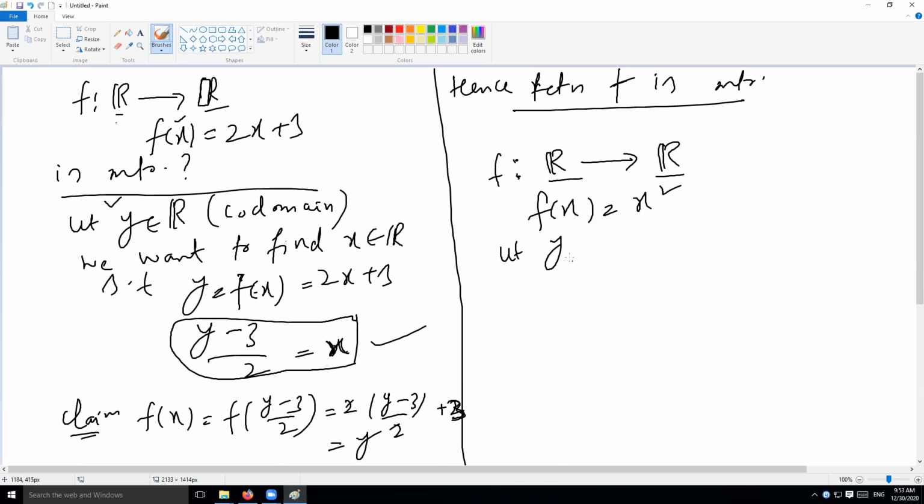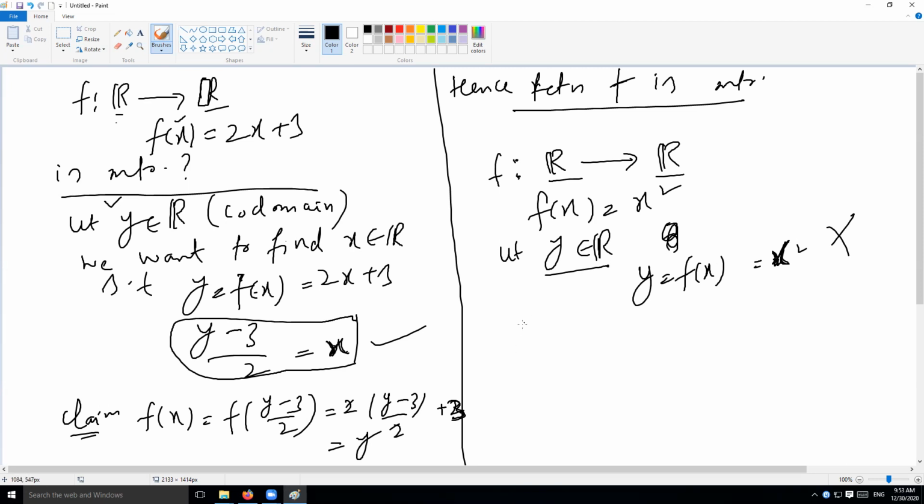So can I say that if I'm taking y to be a real number, I can find an x such that y equal to f of x? In other words, x square. Can I find an x? In other words, I'm saying that every real number is a square of something. The answer is no.